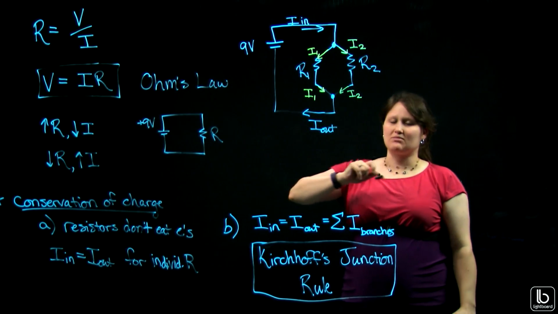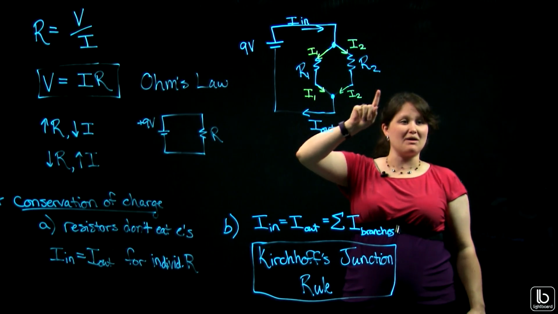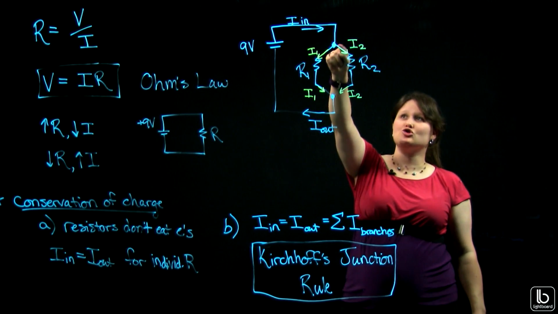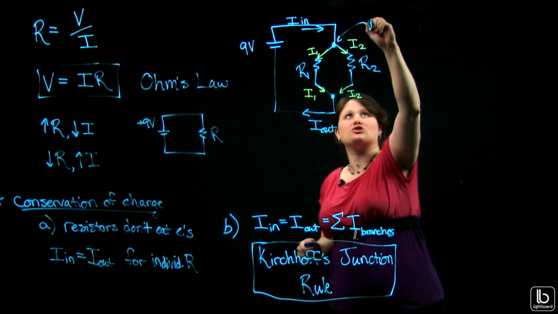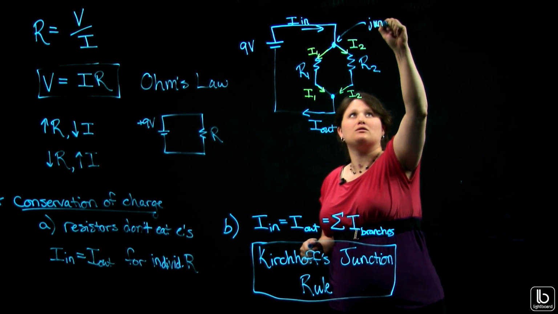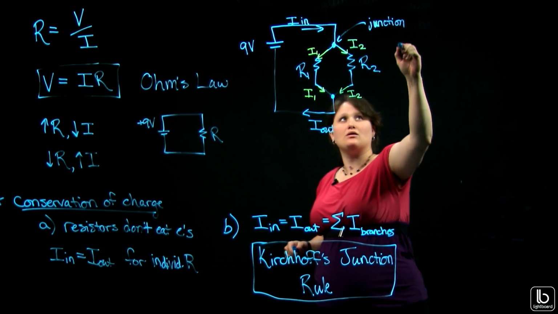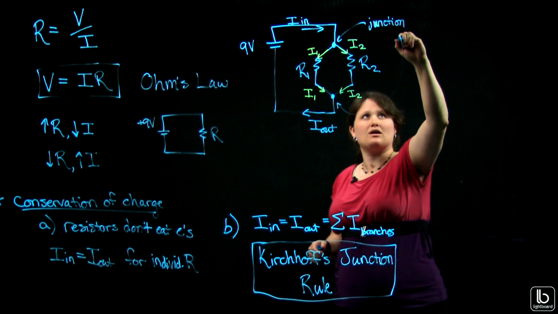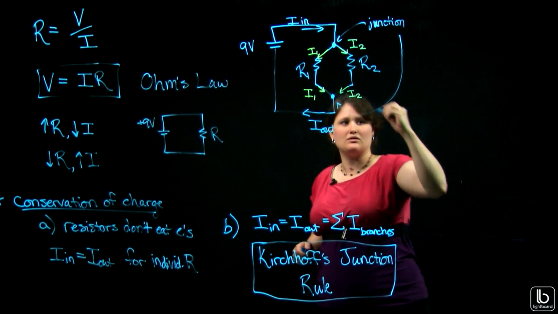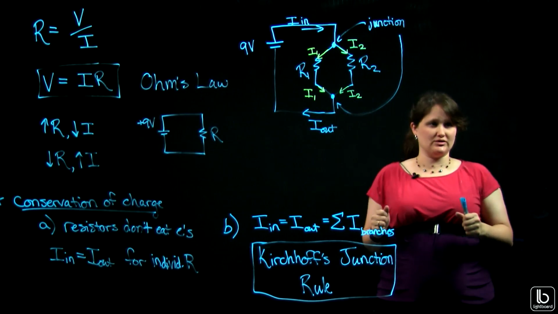Now, the trick with parallel, the key, you know you have a parallel circuit anytime you have a junction, okay? So a junction is where you have current splitting or where you have current coming back together. So both of these are junctions.